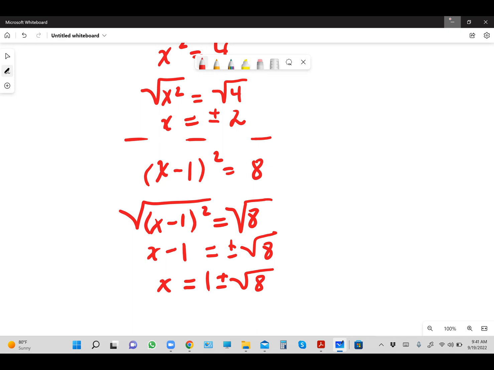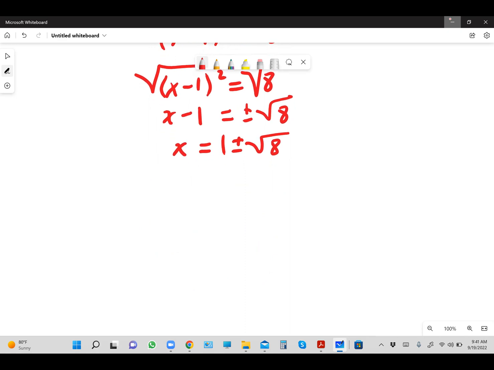Let's try another one, because some of you look confused. Let's say I give you (x minus 1) squared equals 9, just to make it easy for you. So talk to me. I gotta get rid of the square.